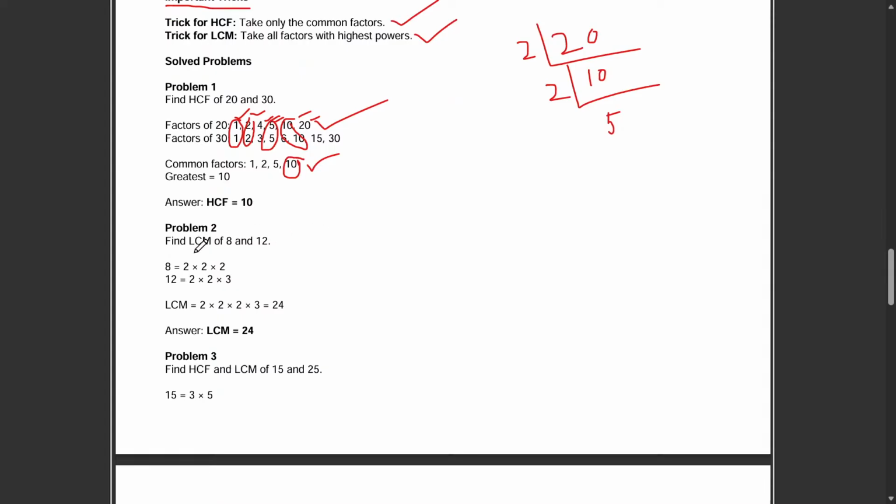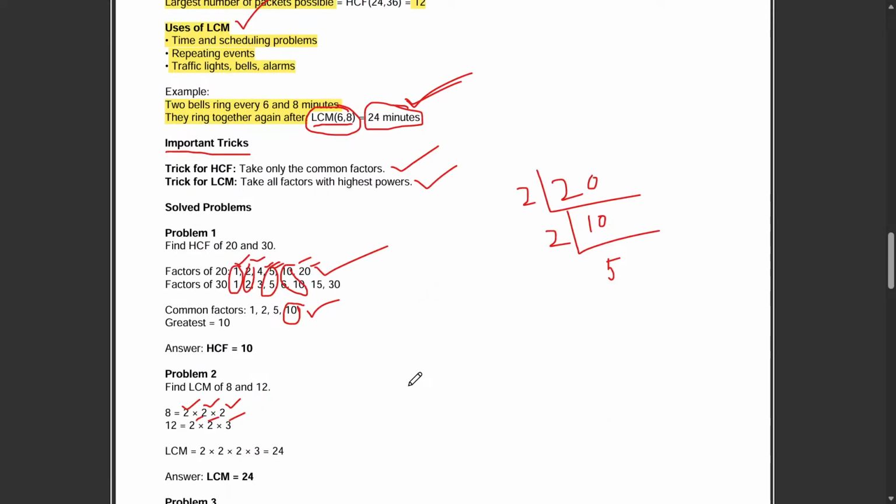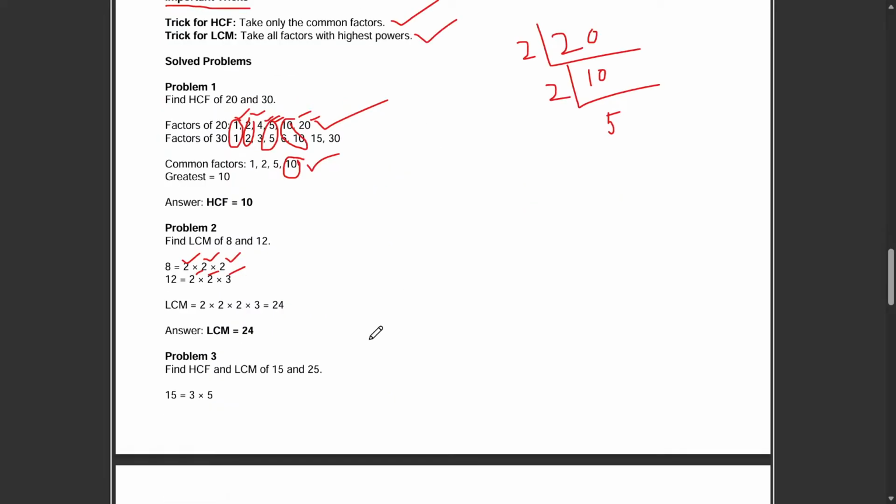Problem number 2, LCM. Find the LCM of 8 and 12. So we will find the factors of 8: 2, 2, and 2. And the factors of 12 are 2, 2, and 3. So for the LCM, we will take the factors with highest power.